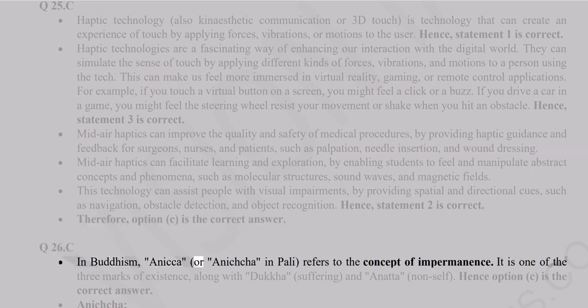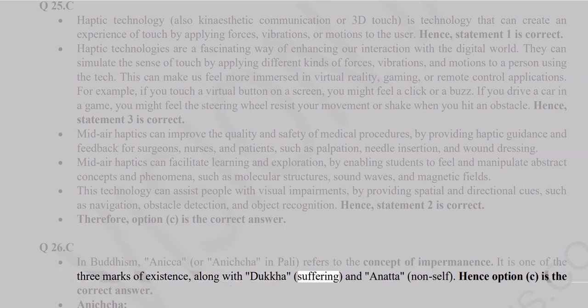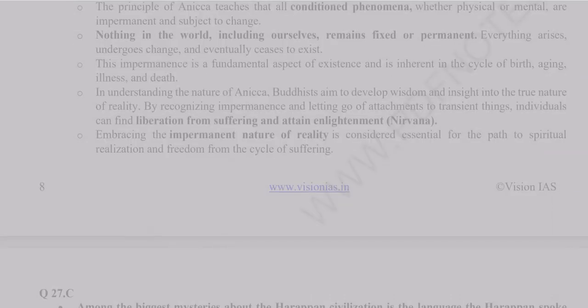Q26. c. In Buddhism, anicca, or anicca in Pali, refers to the concept of impermanence. It is one of the 3 marks of existence, along with dukkha, suffering, and anatta, non-self. Hence, option C is the correct answer. The principle of anicca teaches that all conditioned phenomena, whether physical or mental, are impermanent and subject to change. Nothing in the world, including ourselves, remains fixed or permanent. Everything arises, undergoes change.